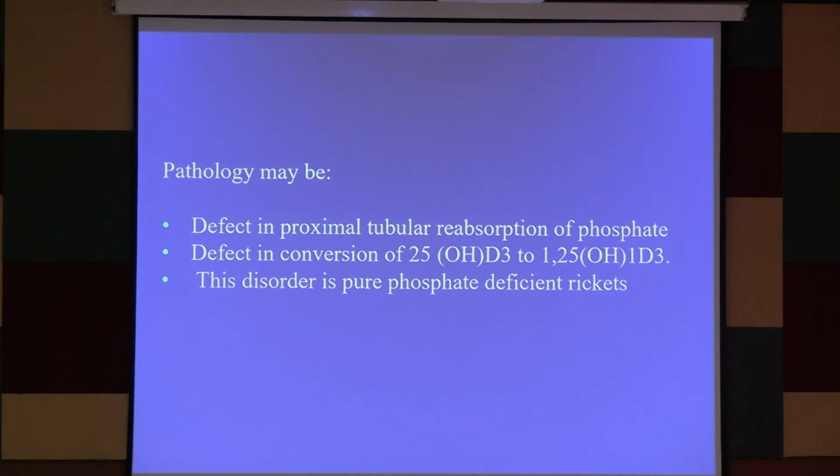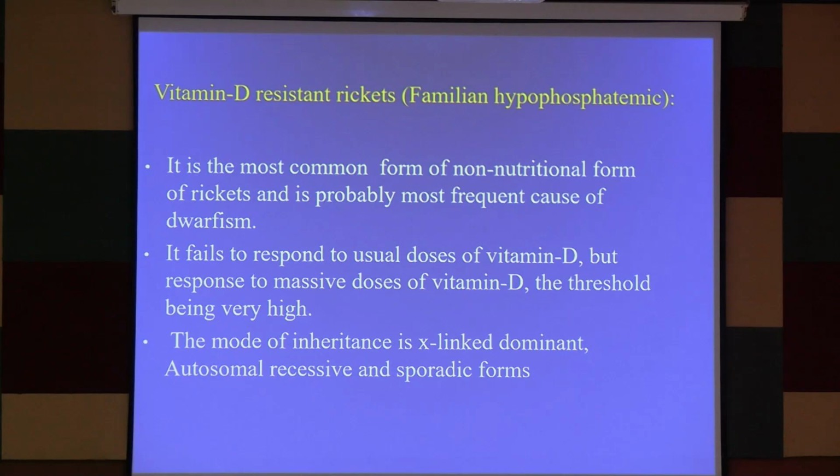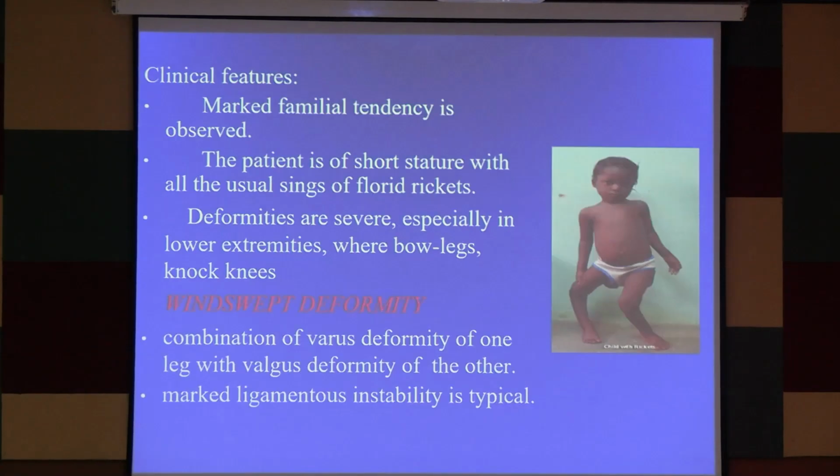That's why hypophosphatemic rickets. So it responds to vitamin D, but we need a higher dose of vitamin D. The clinical features are more severe. The patient is like a dwarf. There are more severe deformities. It is called windswept deformity. That means one side is in varus, one side is in valgus. So the patient has short stature, a combination of various deformities in the extremities. There is generally ligamentous instability and laxities and other deformities.